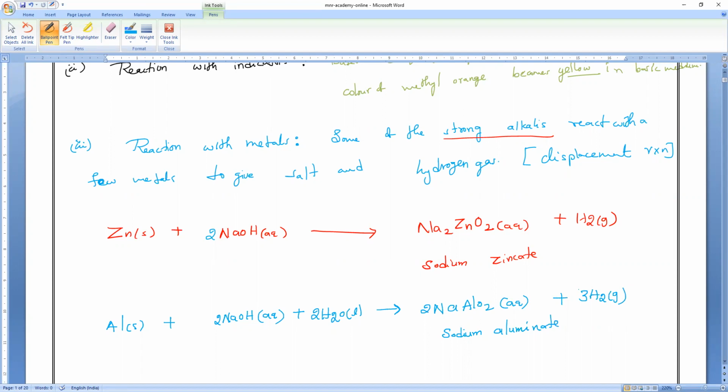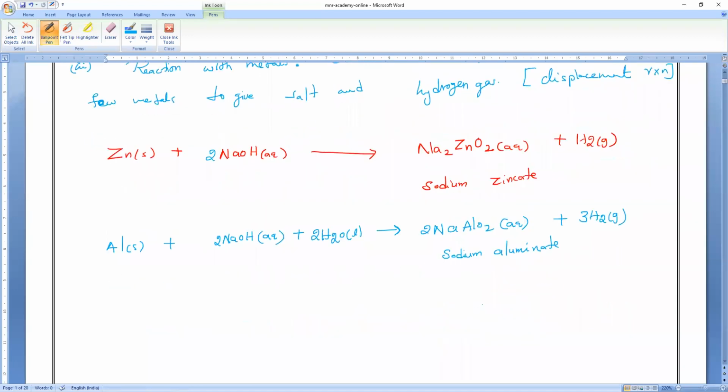We are having very few reactions only, so you can see very few metals will show the displacement reaction. That is also with strong alkalis only. So these two are sufficient for class 10. Learn these two examples perfectly with the formulas: sodium zincate and the second one is sodium aluminate. That's all it is. Okay, guys, everybody clear?